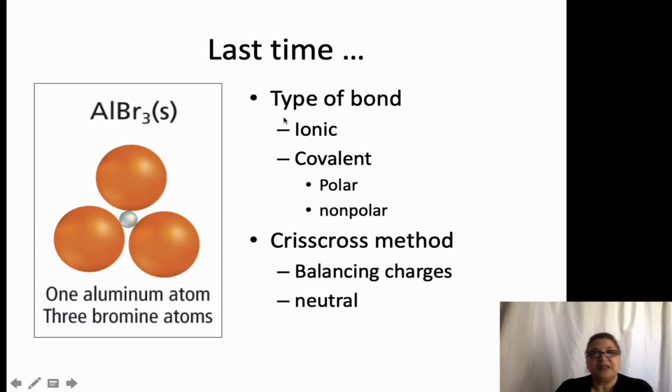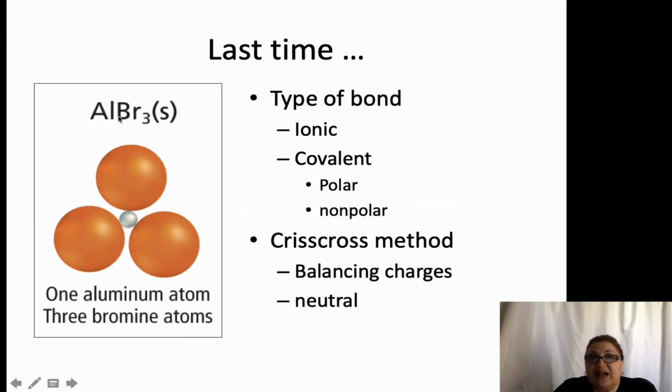Everyone. Today's lesson, or last time, we went over types of bonds: covalent and ionic. We learned about ionic, complete transfer, and covalent is sharing. And then we learned there's equal sharing and non-equal sharing, so polar and non-polar. We also learned the crisscross method, which is balancing of charges until you form neutral compounds. So we've learned the type of bond, how it's formed, and how you name it.